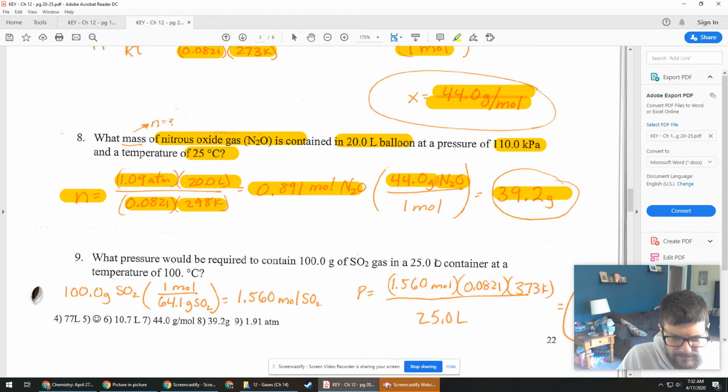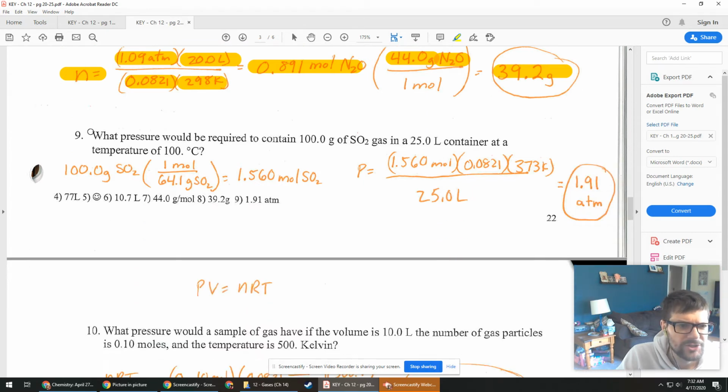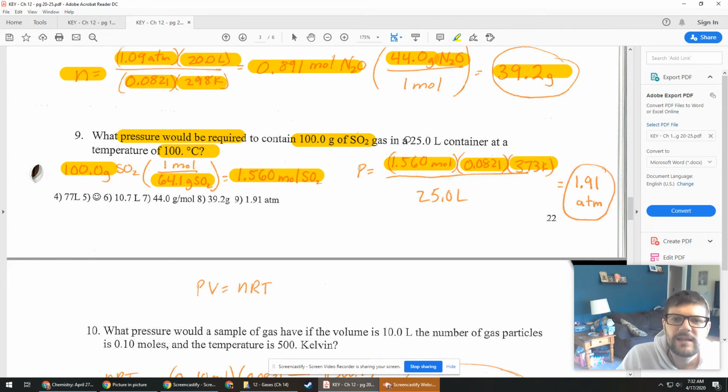We can also solve for pressure, like here in number 9, what pressure would be required to contain 100 grams of something. So when I have 100 grams, I'm going to need to convert that to moles. So I divide by the molar mass of this particular chemical, which I get from looking at the periodic table. I get the number of moles of that chemical, and I put that into the n of the equation. I've got my gas constant, I've got my temperature converted to Kelvin, and I've got my liters. All of that allows me to calculate the atmospheres.